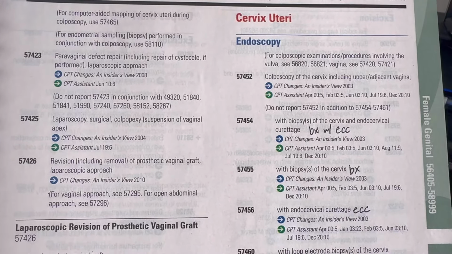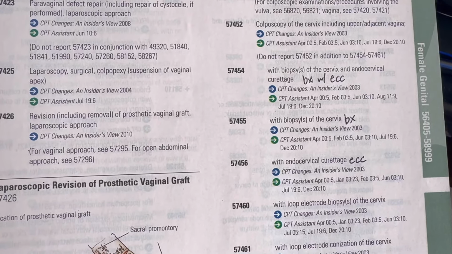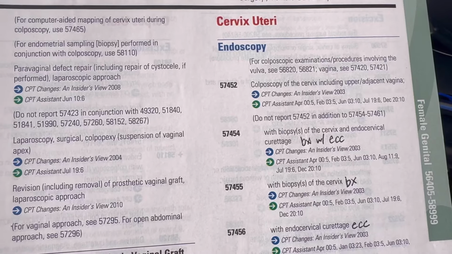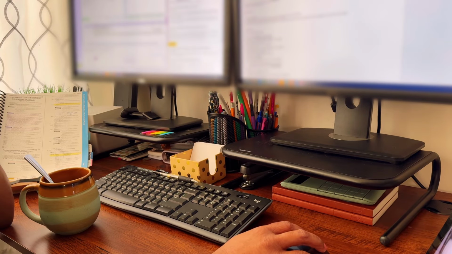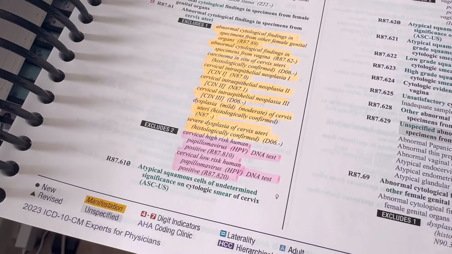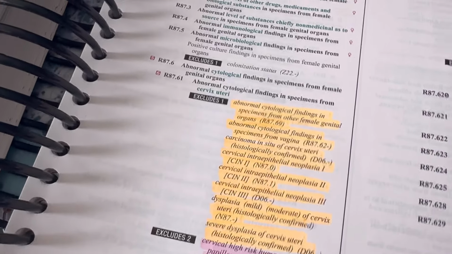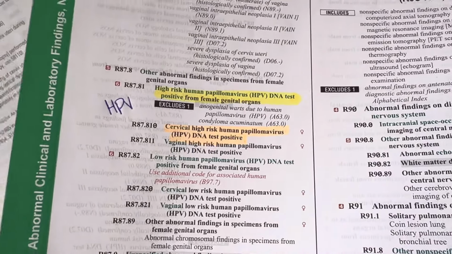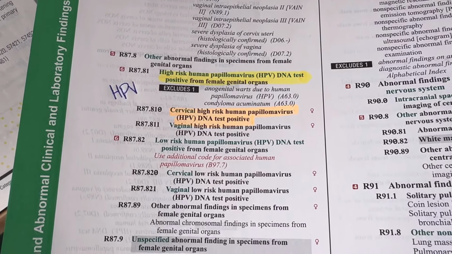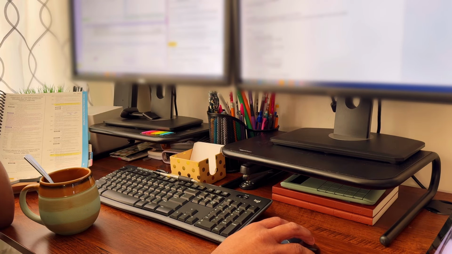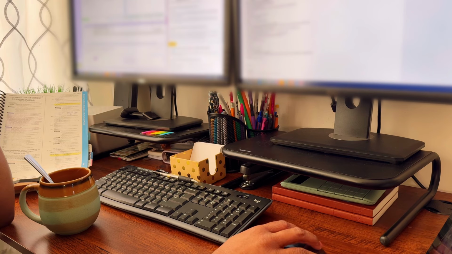Now I have to look at the colposcopy documentation. Our diagnosis for that is going to be the high-risk HPV cervical, which is R87.810. And then they also have the ASCUS with positive high-risk HPV cervical. ASCUS stands for atypical squamous cells of undetermined significance on cytologic smear of the cervix. So that is R87.610. So those are my two diagnosis codes for the colposcopy. All right, so now I'm looking at the documentation for the colposcopy. Right here, speculum placed in the vagina with excellent visualization of the cervix achieved under colposcopic examination, cervix swabbed times 2 with acetic acid solution.